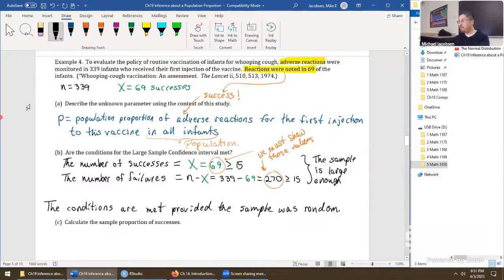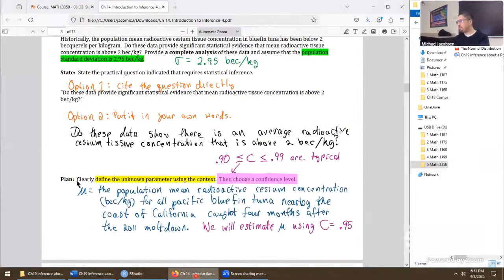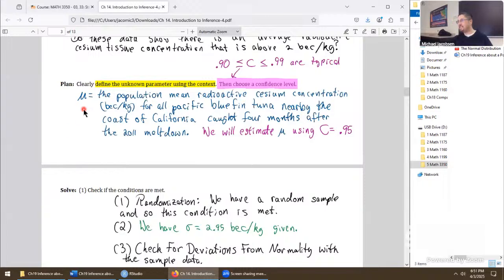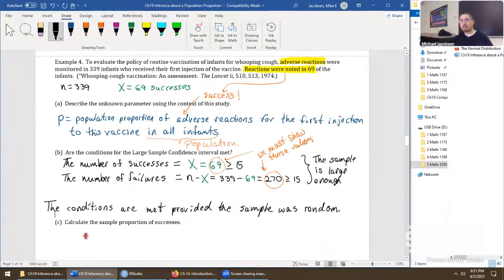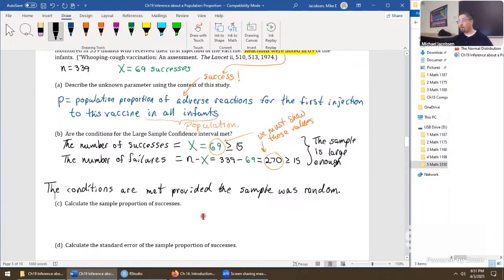So we've done the tough work. Just like in chapter 14, the tough work here was stating the parameter right here. Checking conditions was pretty tough in some of the other problems. But after that, it becomes kind of a funner process. Now we're starting to compute stuff. We want first the sample proportion of successes. Parts C, D, and E, and so on are just the steps you'd want to take in order to now produce that interval.